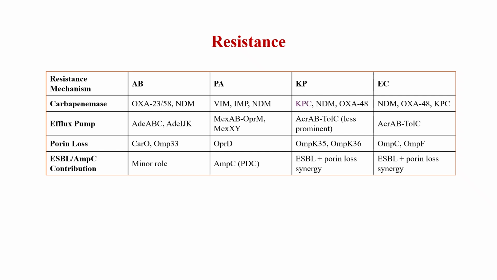What about resistance mechanisms? We have already discussed that in Acinetobacter, unlike Klebsiella or E. coli, where OXA48 and NDM are the common mechanisms of resistance, we have other OXA enzymes, other than OXA48, like OXA23, 24, 15, and 58. They are the main cause of resistance.